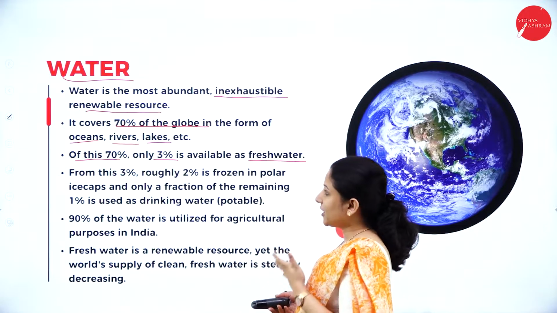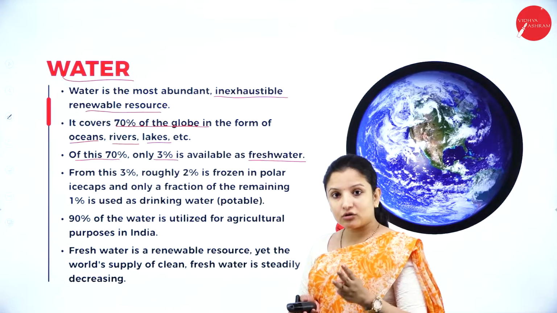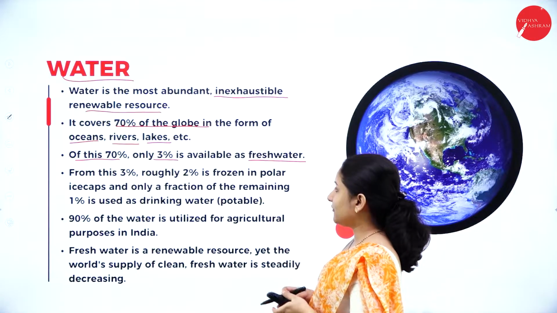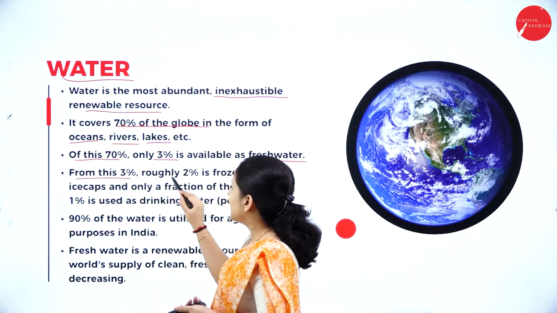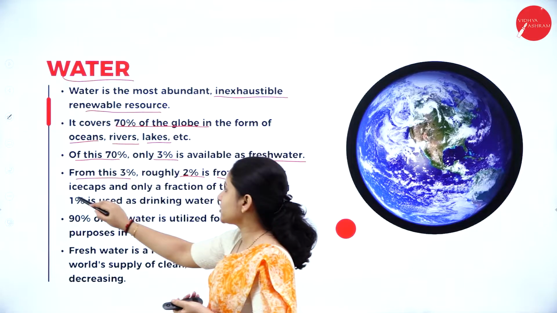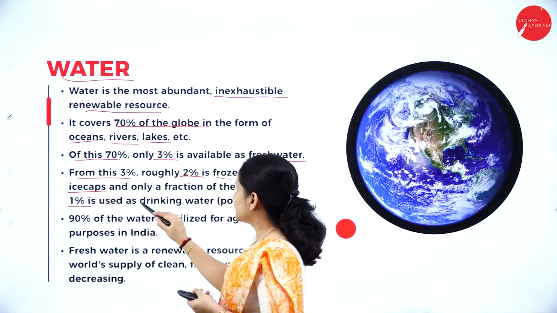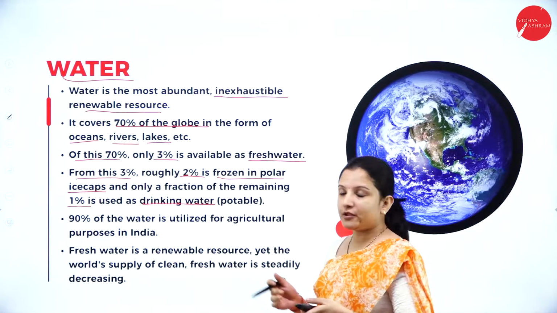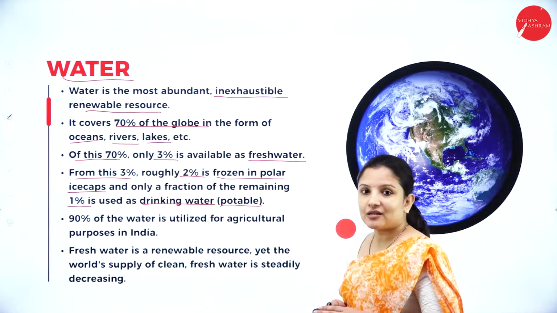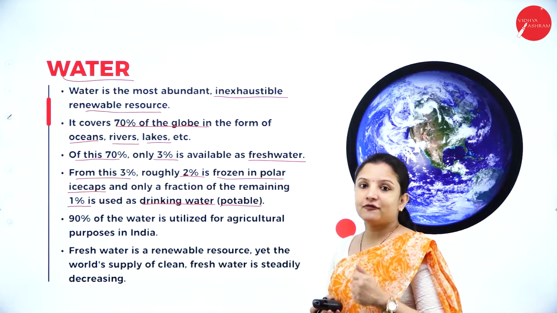So imagine 70% of the globe or the earth is covered by water, and out of that 70%, only 3% is fresh water. Again from this 3%, roughly 2% is in the frozen form, that is in the polar regions or the polar ice caps, and only 1% is used as drinking water or potable water. So potable water means the water that can be used for the domestic and the drinking purposes. So imagine now how much need is it for us to save water?